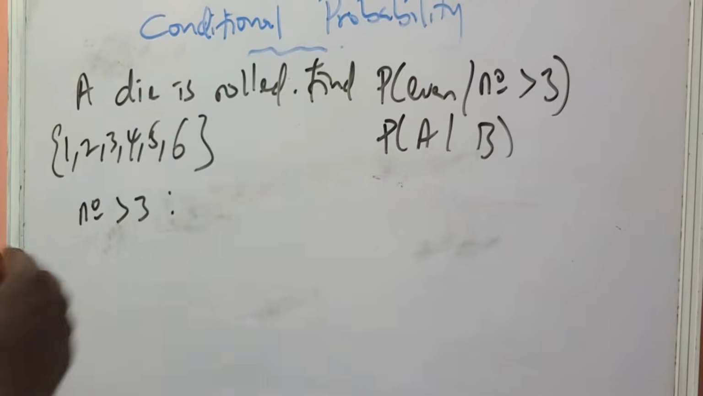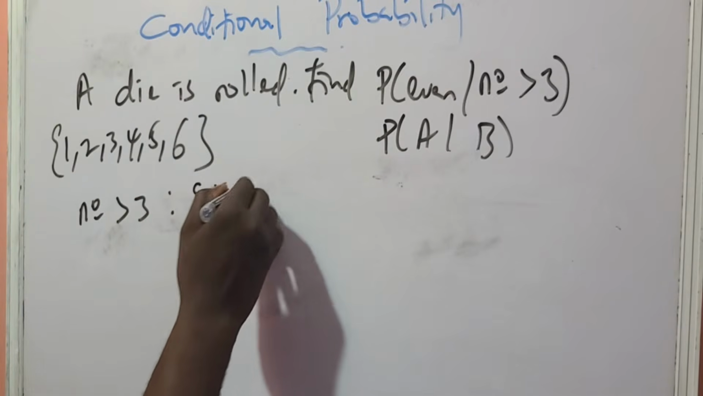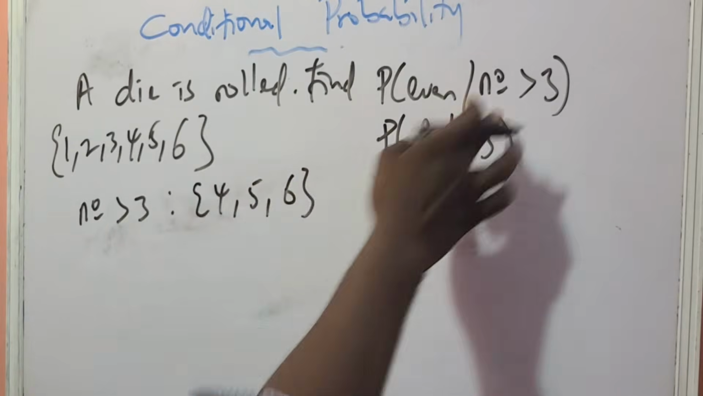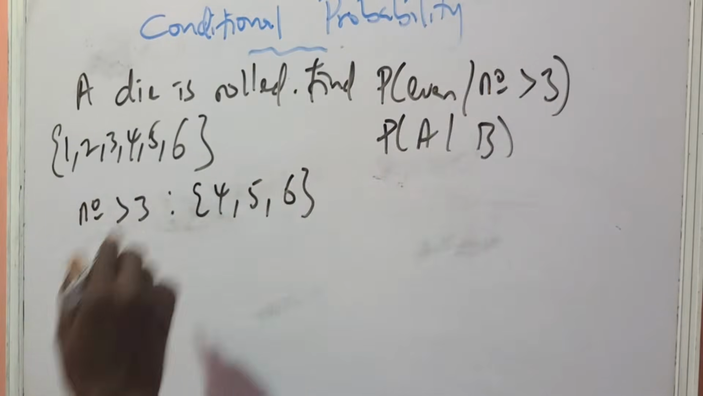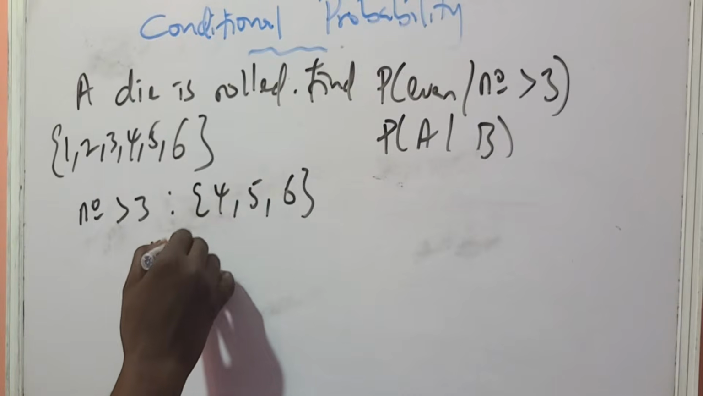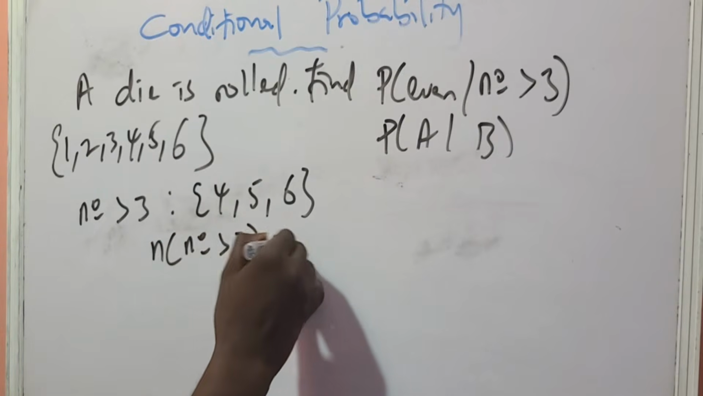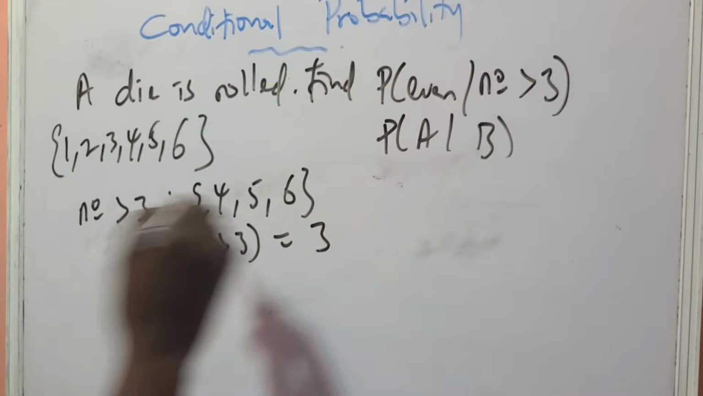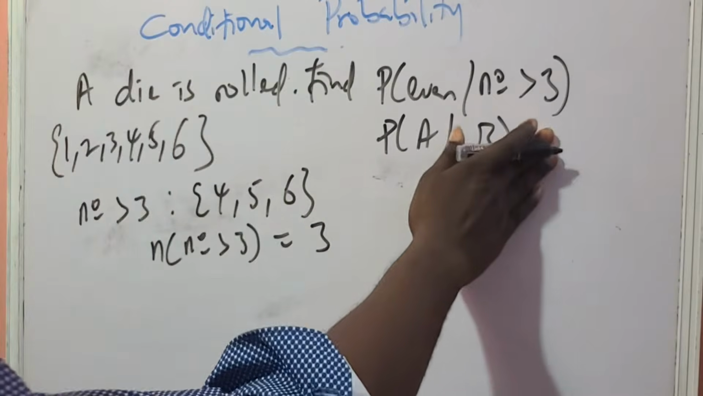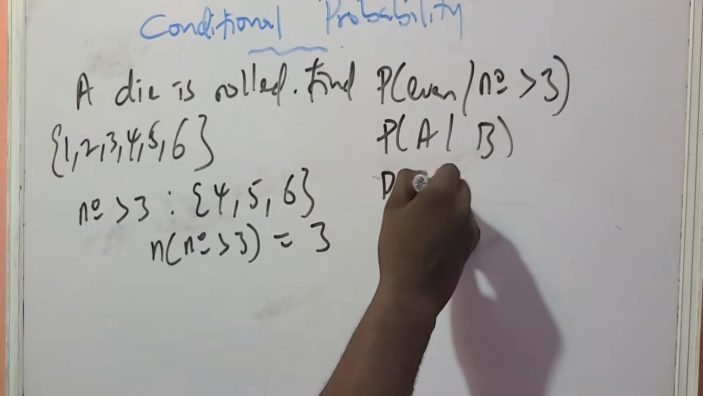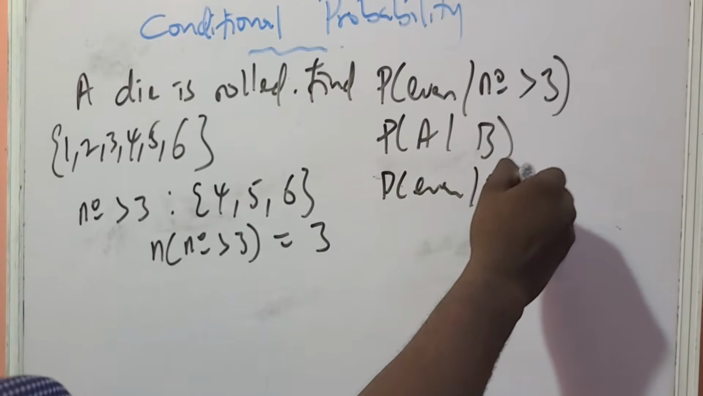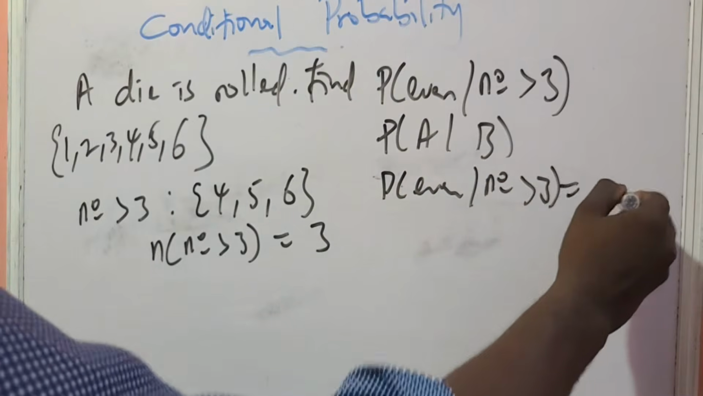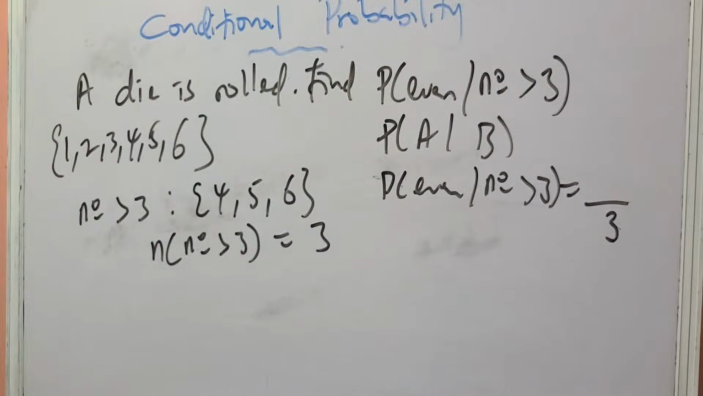So in this case, we have number greater than 3. We have the event being 4, 5, and 6. All right, this is this. So obviously, my number of elements for this event is 3. I know already that the probability of even given number greater than 3 will be over 3, because I've gotten my new sample space.